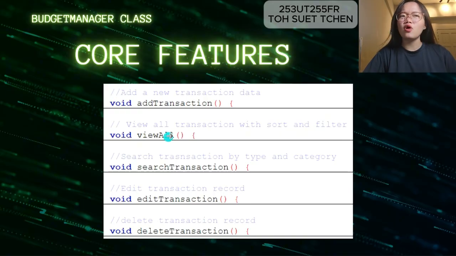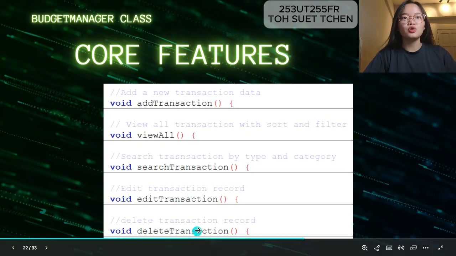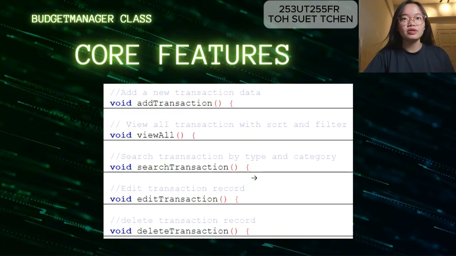Then, users can view all transactions, including sorting and filtering so that they can easily analyze their spending patterns. In addition, the system supports searching transactions by type or category, making it easier to locate specific records. Users are also able to edit existing transactions if they make mistakes and delete transactions that are no longer needed. Overall, this core function ensures the system fully supports basic financial record management for students.